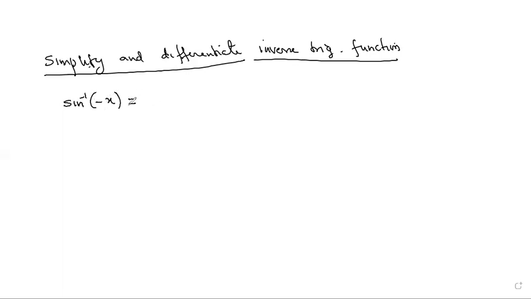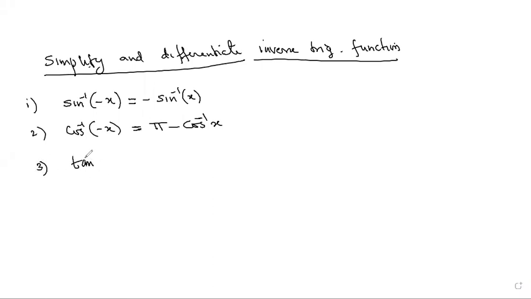Yesterday I explained to you. Tell me. The minus will come out. Second, cos inverse of minus x. No, it is pi minus cos inverse x, because it has to fall in the second quadrant. That's why it is pi minus cos inverse x. Third one, tan inverse of minus x, the minus will come out.